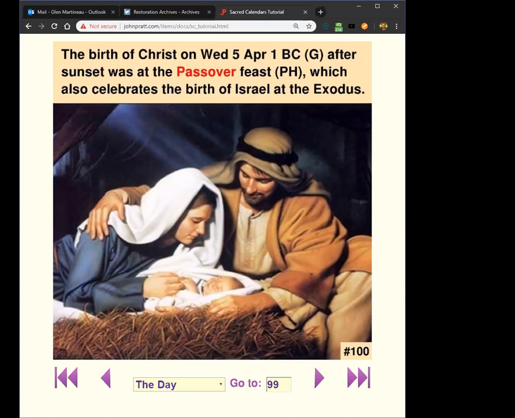It's called the Passover Day. It's the Passover feast, which is sometimes called the Seder. And it begins a whole week of celebration. But when I just say Passover, it means the day on which the feast is eaten. That celebrates not only the birth of Christ, but also the birth of Israel at the Exodus.